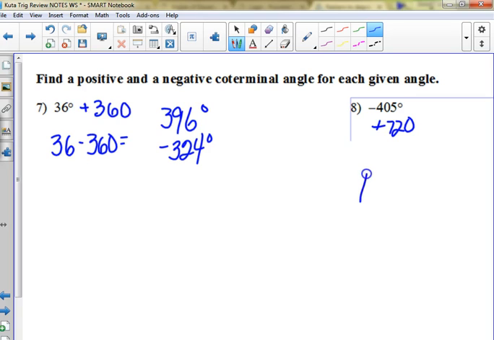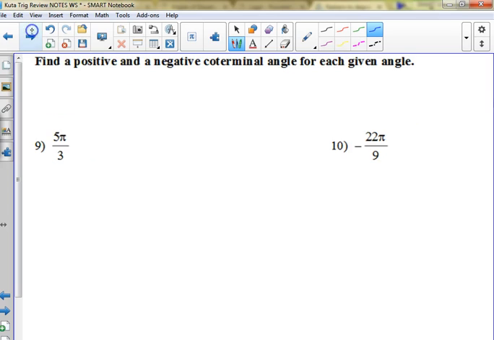What do you get? 315. And what was it the first time you added 360? Anybody do it once? One negative. Okay. Now, is that the only right answer for a negative angle that's coterminal with that? No. You could be really mean to Miss Hoffbauer, right? And subtract 360 like 10 more times and make it awful if it said any positive or negative angle.